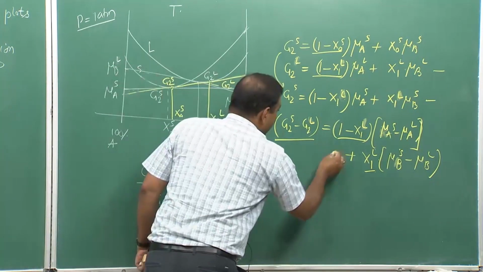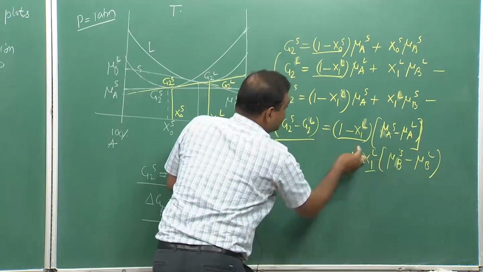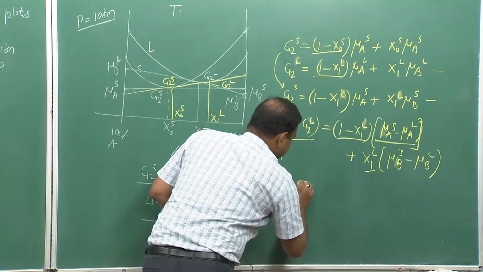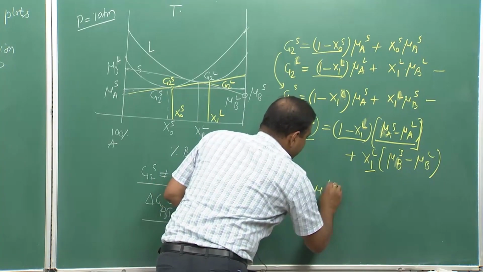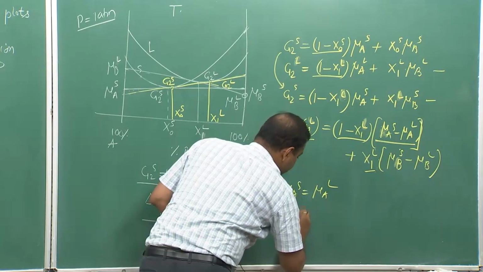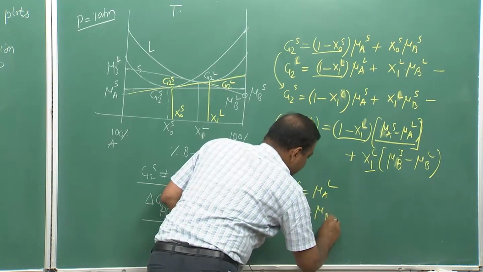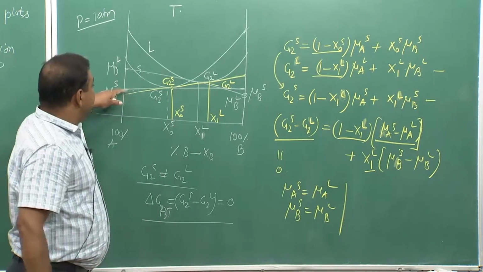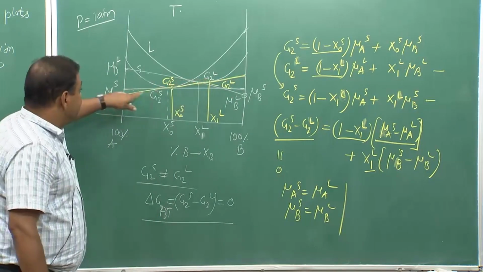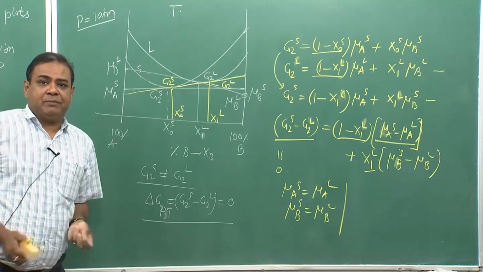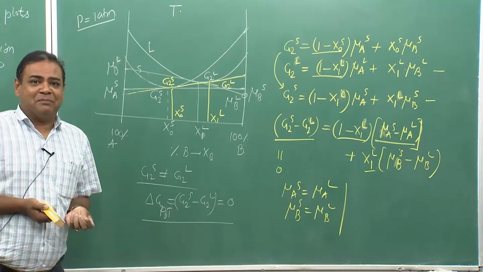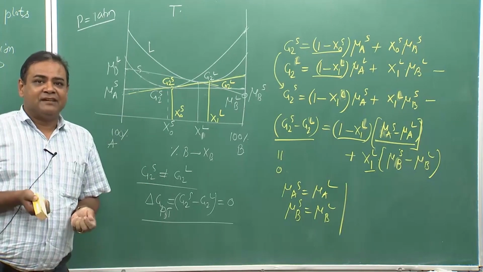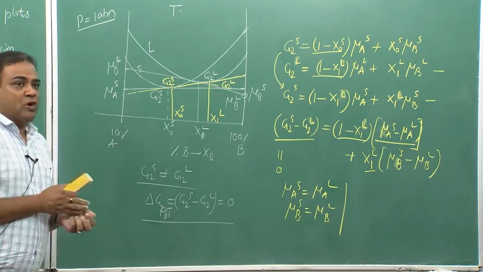And then when can it be 0? Because these 2 terms are not changing, the only way is if separately mu A S equals mu A liquid as well as mu B S equals mu B liquid. That is the condition for equilibrium. So that's why it is said that the common tangent gives the equilibrium. Now if I try to draw the equilibrium at different temperatures, I could get the phase diagram for isomorphous. Let me draw that.